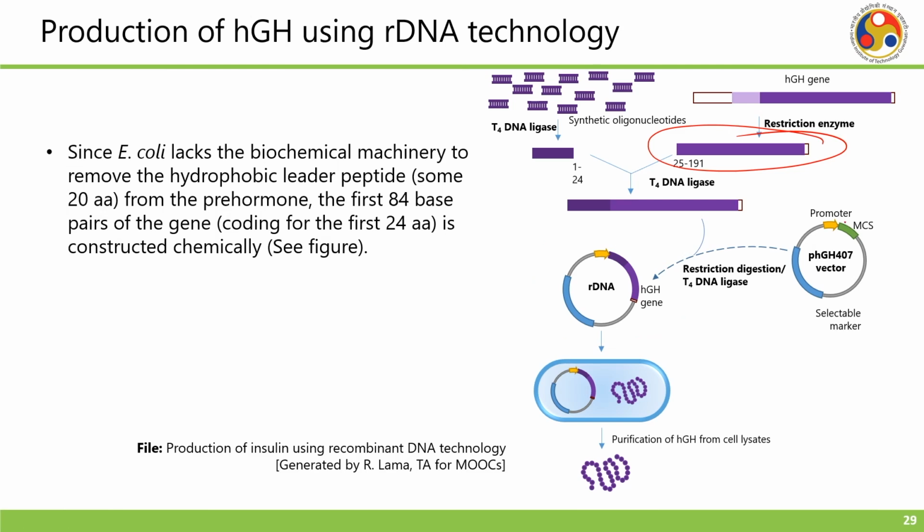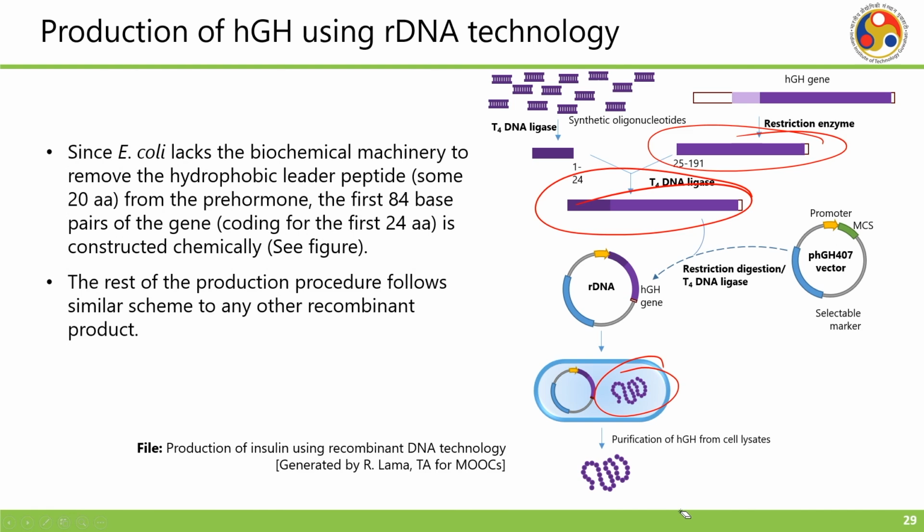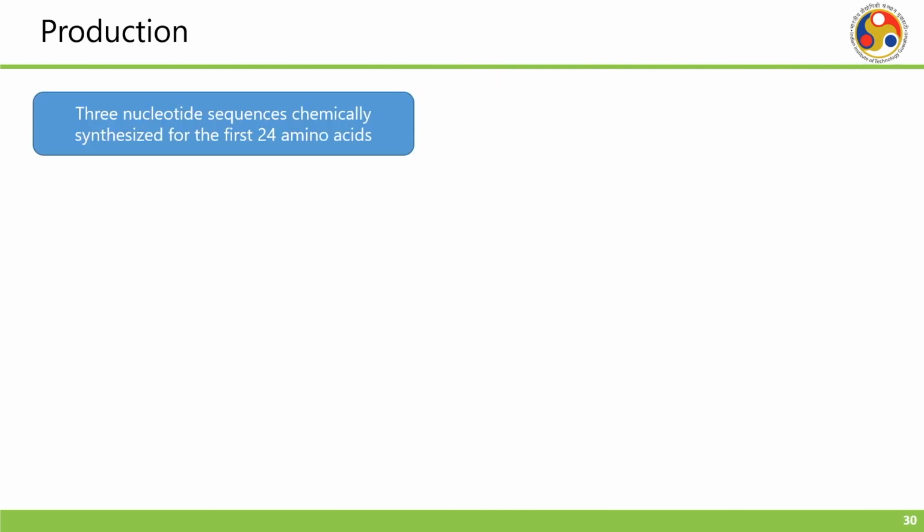So, this vector has a promoter and a multiple cloning site, and then we use restriction sites in this MCS to open up this vector so that these constructs can be loaded. These are then transformed into the expression host cells, and the hGH is produced, and then we purify the human growth hormone from the lysates. The rest of the production procedure follows a similar scheme to any other recombinant product as in the case of insulin.